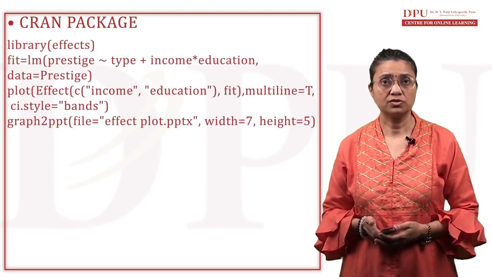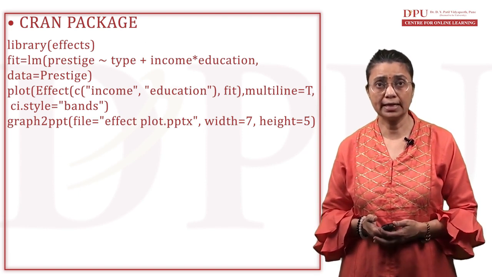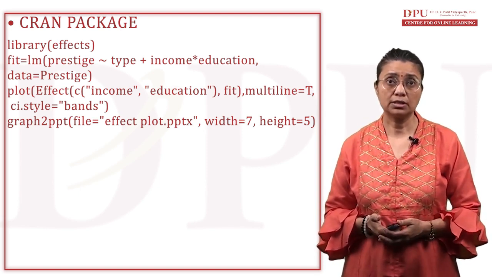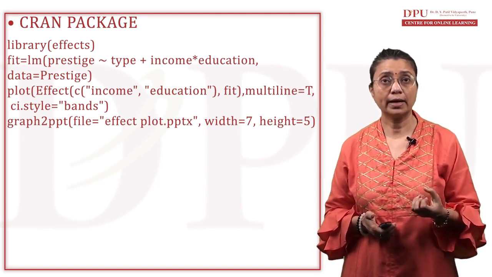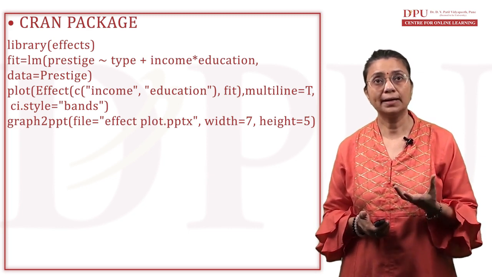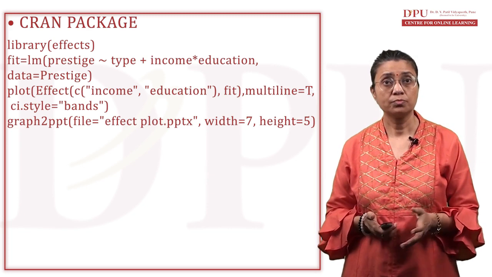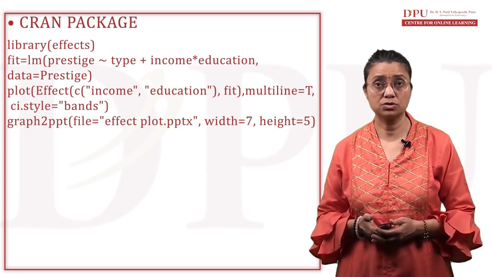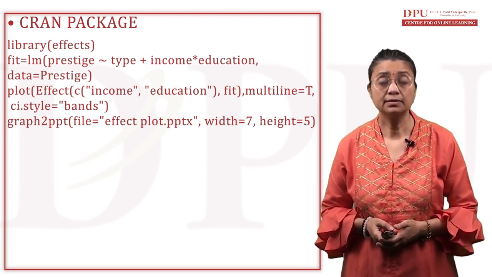Library, and I call a function effects. I write fit equals lm, prestige equals type, income times education, data is Prestige, and I call the plot function. In the plot, I pass effect, which is my package, and there I pass the values income and education, fit, multiline equals true, ci.style equals bands, graph to ppt is equal to file equals ppt, width and height. That is how I'm creating the effect.